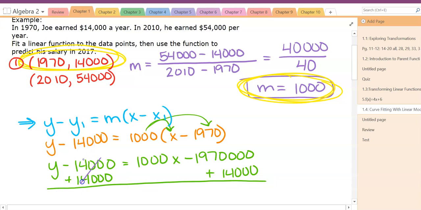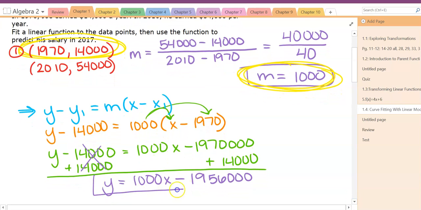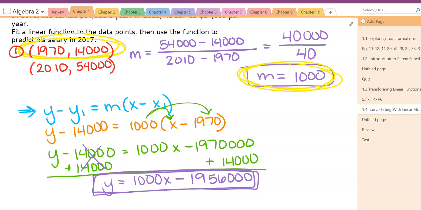So you're finally going to have y by itself. So it says y equals 1,000 x, and then it's going to be minus 1,956,000. So 1,956,000 is that number. So this is the equation that we're going to use. This is the equation that they asked for. This is representing, like, over time, what is his salary doing. Okay, so the 1,000, that's representing that every year from 1970 to 2010, he made $1,000 more every year. So every year his salary went up by $1,000.